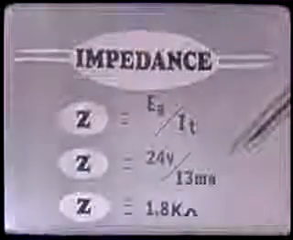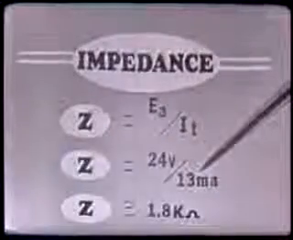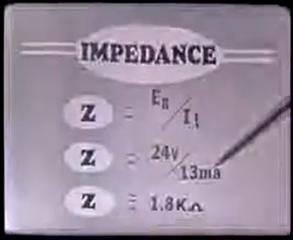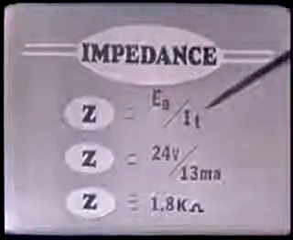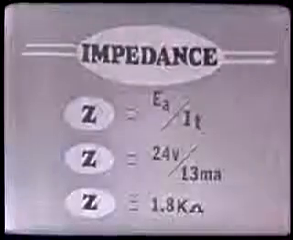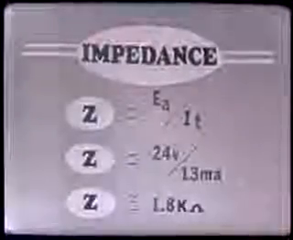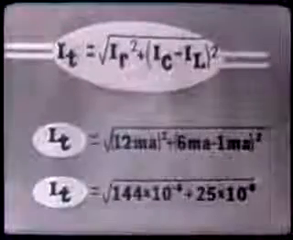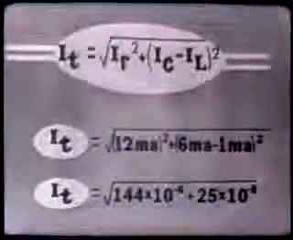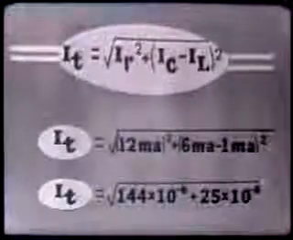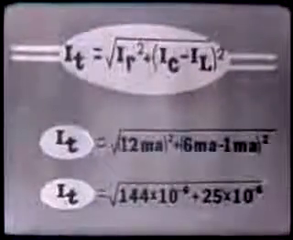Although I have chosen to solve for our total current, which is 13 milliamperes, by using a graphic solution, we can also use a much more accurate method, and that is the Pythagorean theorem in determining our total current. The Pythagorean theorem comes out this way, where IT is equal to the square root of IR squared plus the quantity of IC minus IL, squared.